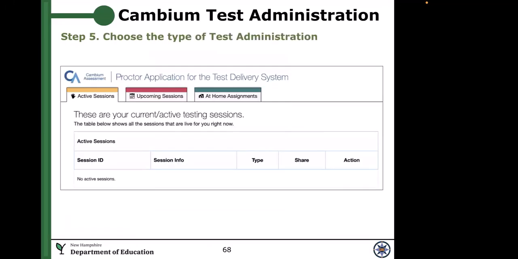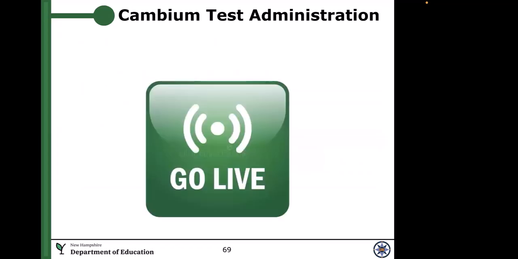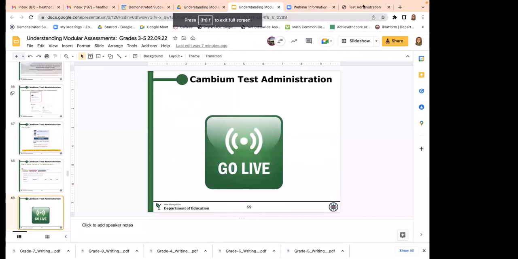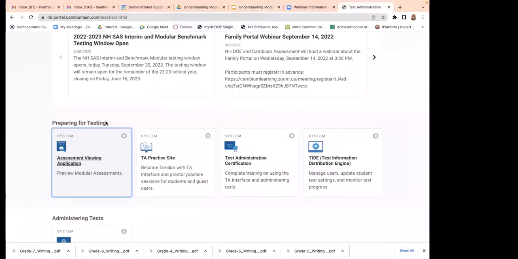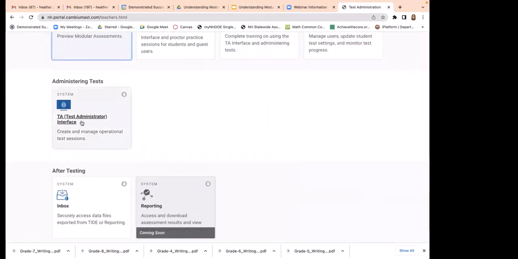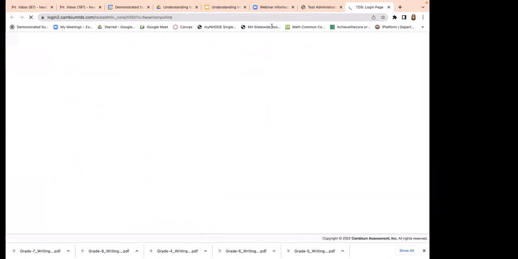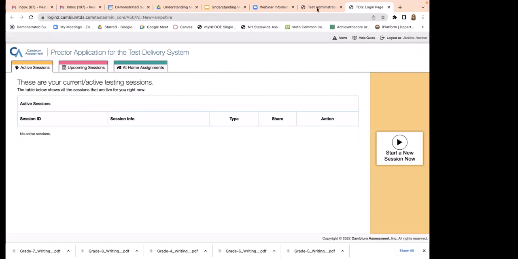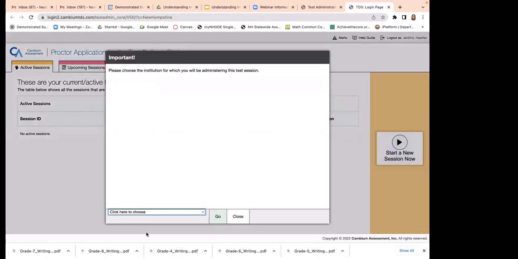Once you've logged in, if you've ever administered a New Hampshire SAS summative, this should look pretty familiar to you. The next thing you're going to do is choose the type of test administration you would like to do, and then you're able to create that assessment test window. So here we go. I want to go in here because it's a little easier than looking at it on slides. Once I'm in, you're at this window. An active test session is probably what most of you are used to when you give the New Hampshire SAS summative assessments. You go over here, you start a new session. You won't have to do this.